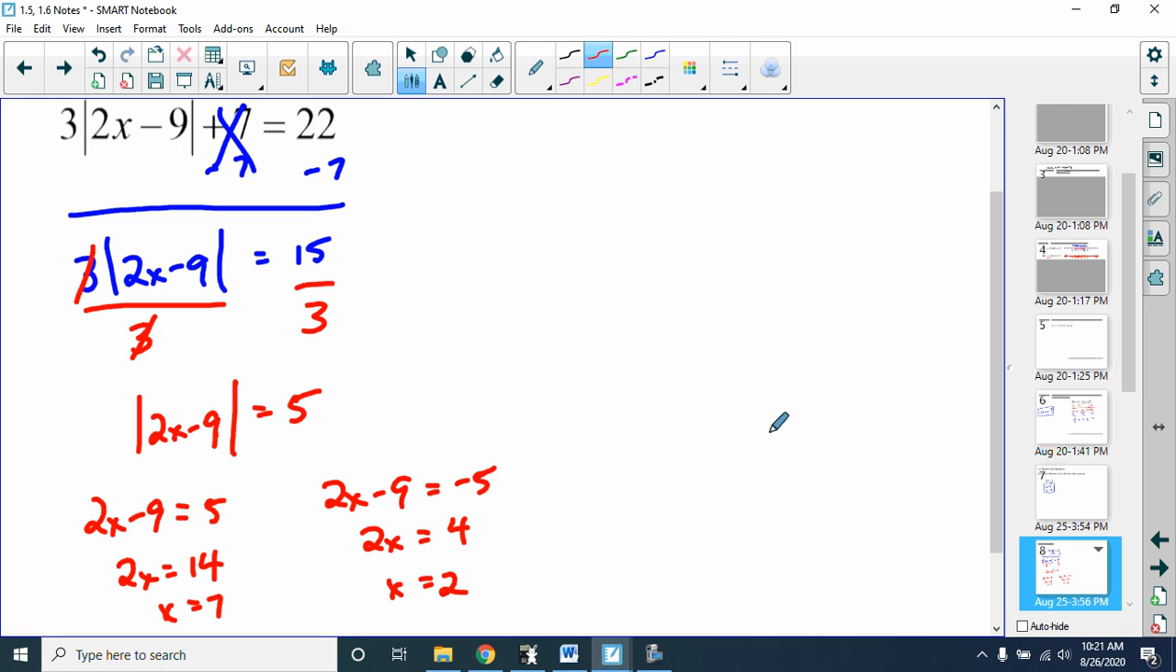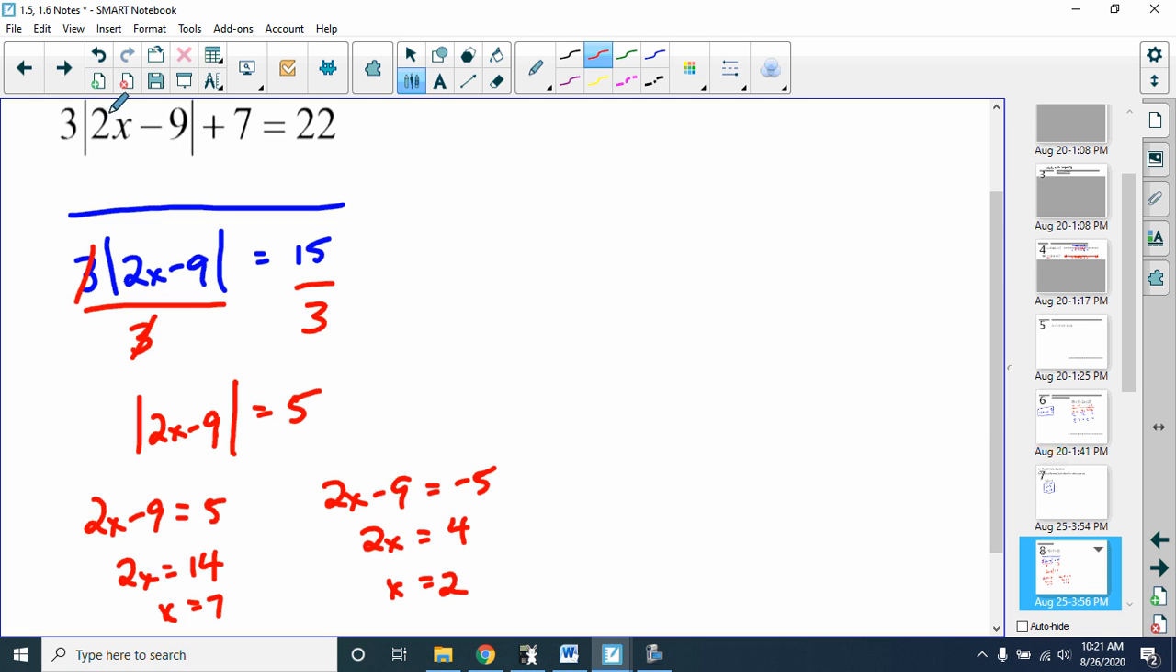Before you circle your answer and move on, you have to check your solutions. It's possible to get what's called an extraneous solution, which is an extra one. It spit out an extra solution. It's possible that they're both extraneous and the answer is actually no solution. So to check them, plug them back into the original equation.